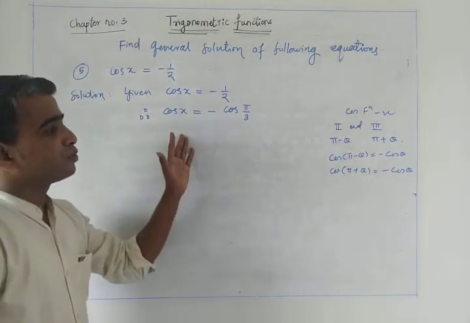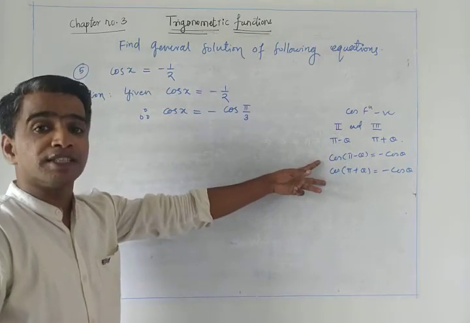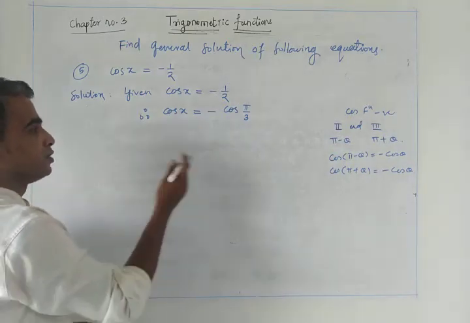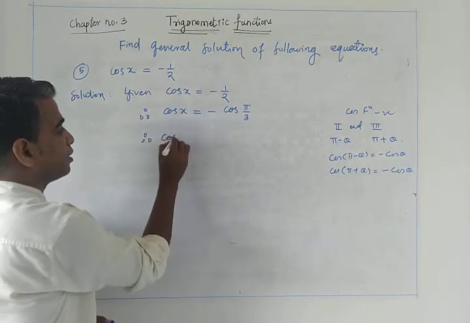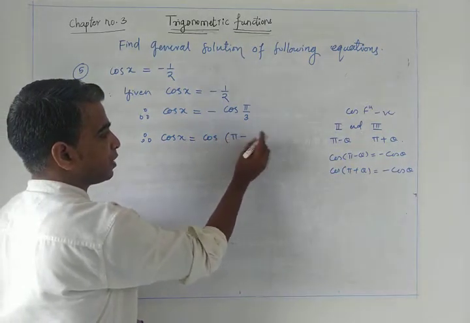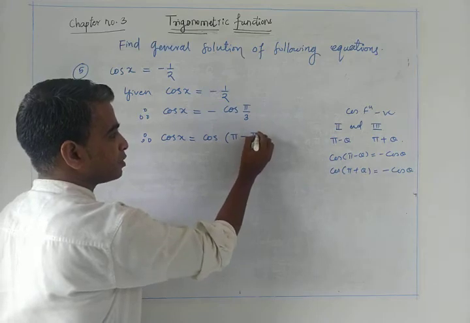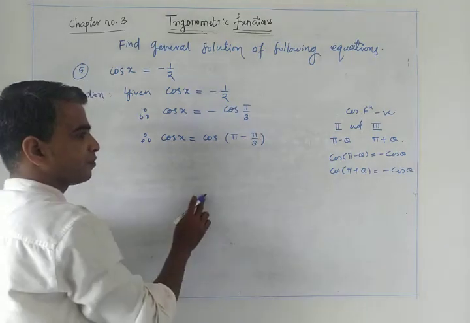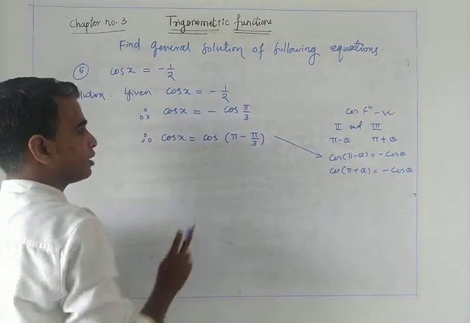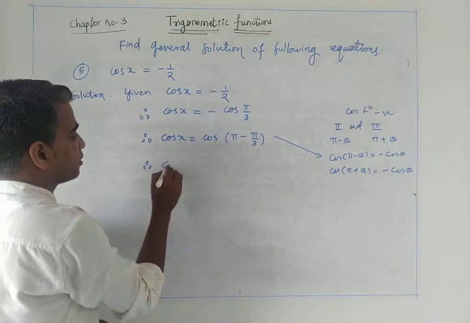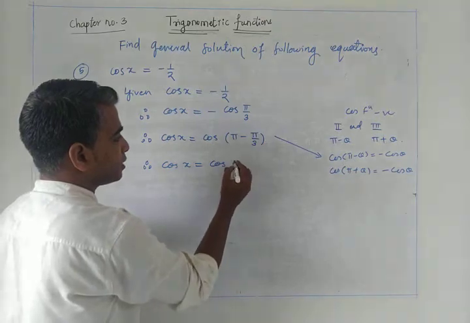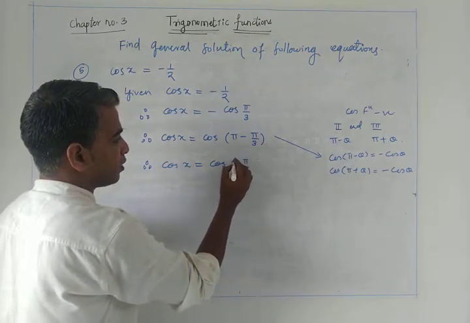It means for the general solution there is a possibility of getting two different answers, depending on which allied angle formula you are going to use. So I am going to use the first formula. So cos x is equal to cos of (pi minus theta), but now the theta value is pi by 3. So pi minus pi by 3. We have to write this reason over there. And now simplify it. Cos x is equal to cos of (3 pi minus pi) upon 3, that is 2 pi upon 3.